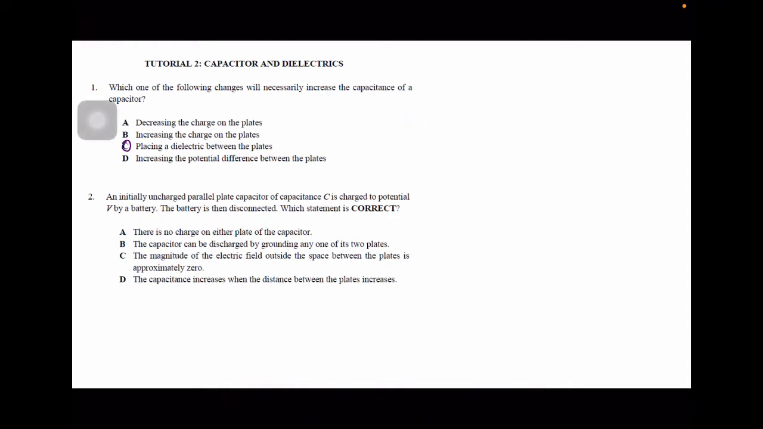Okay, for question number 2, an initially uncharged parallel plate capacitor of capacitance C is charged to potential V by a battery. The battery is then disconnected. So initially you have a power supply, then the power supply is removed. Which statement is correct? The answer would be the capacitor can be discharged by grounding any one of its 2 plates. You can imagine that when the power supply is connected, the capacitor is being charged, and when it is disconnected, once you ground it or connect it to a circuit, it becomes a discharging capacitor.